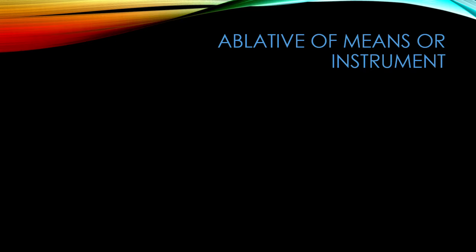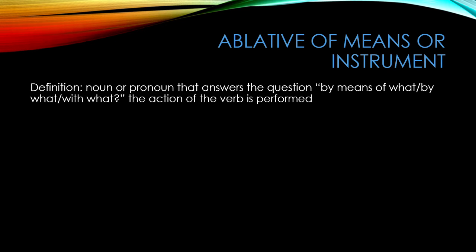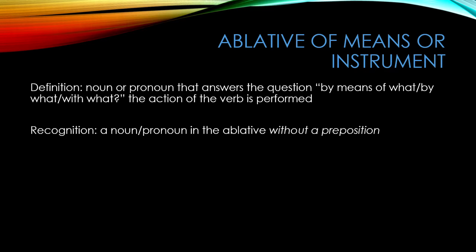The first use introduced in this chapter is the ablative of means or instrument. This is when a noun or pronoun answers the question, by what means, by what, or with what, the action of the verb is performed. It is just a noun or pronoun in the ablative without a preposition. To translate it, you supply the English preposition by or with.